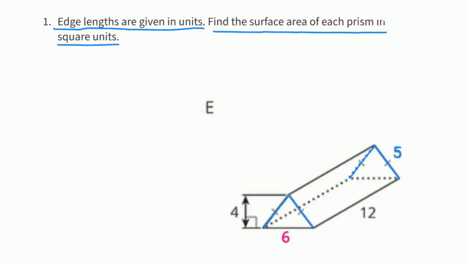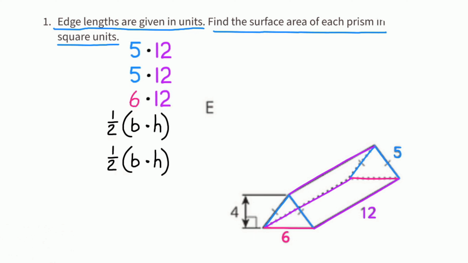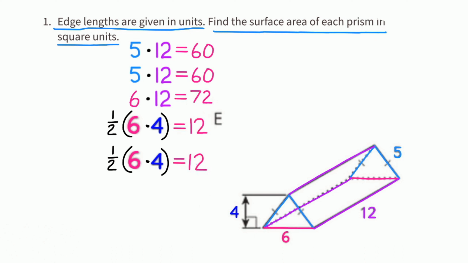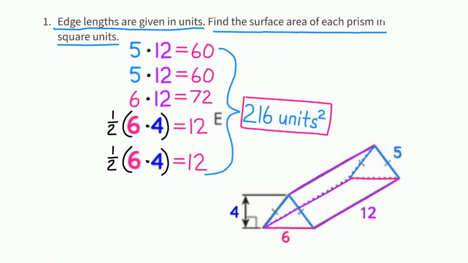Prism E. This prism has two sides that are 5 by 12, one side that's 6 by 12, and two triangular bases, each with a base of 6 units and a height of 4 units. Add up all of these surface areas, and you'll have the total surface area for prism E. The total surface area for prism E is 216 units squared.